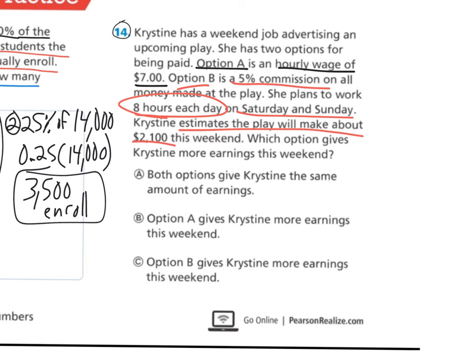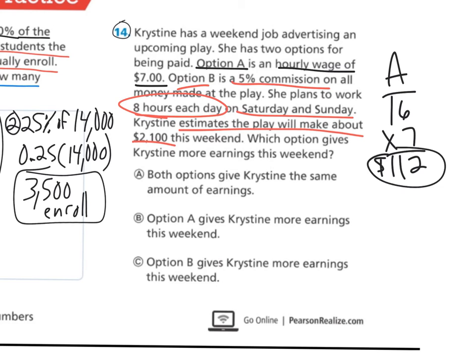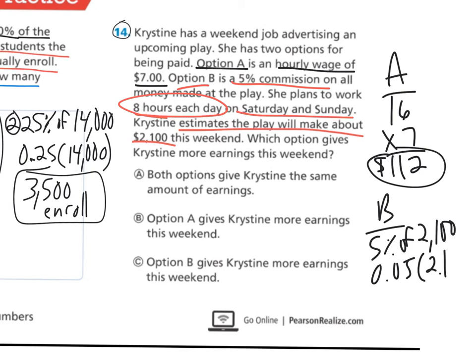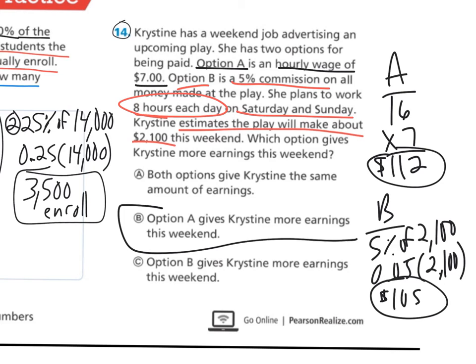So option A, we could look at, it's 16 hours, $7 an hour, would be $112. Option B, 5% of 2,100 would be $105. And that's it, just $105. So actually would be better with option A. So this gives you an idea of analyzing percents of numbers.